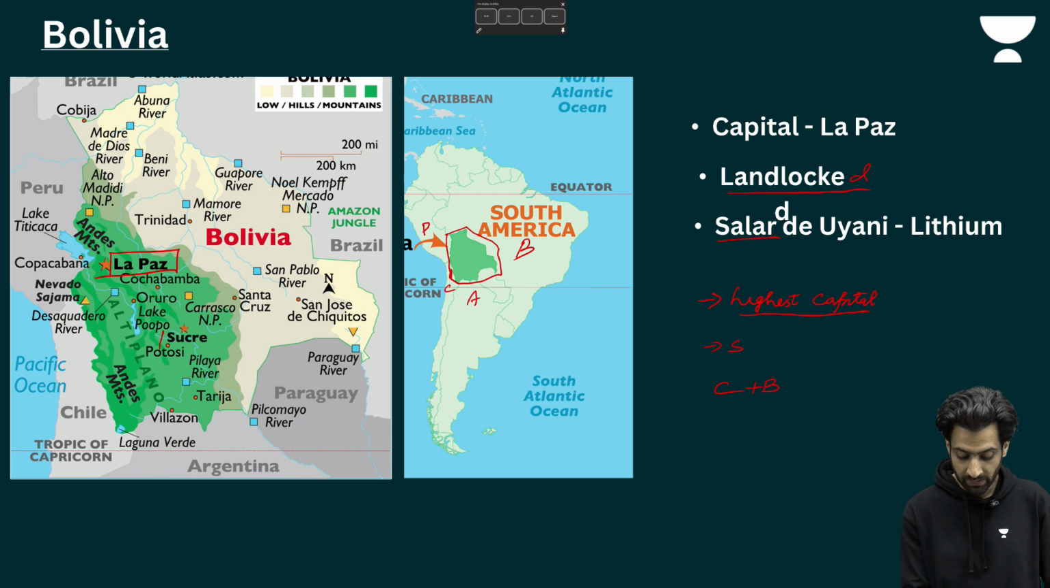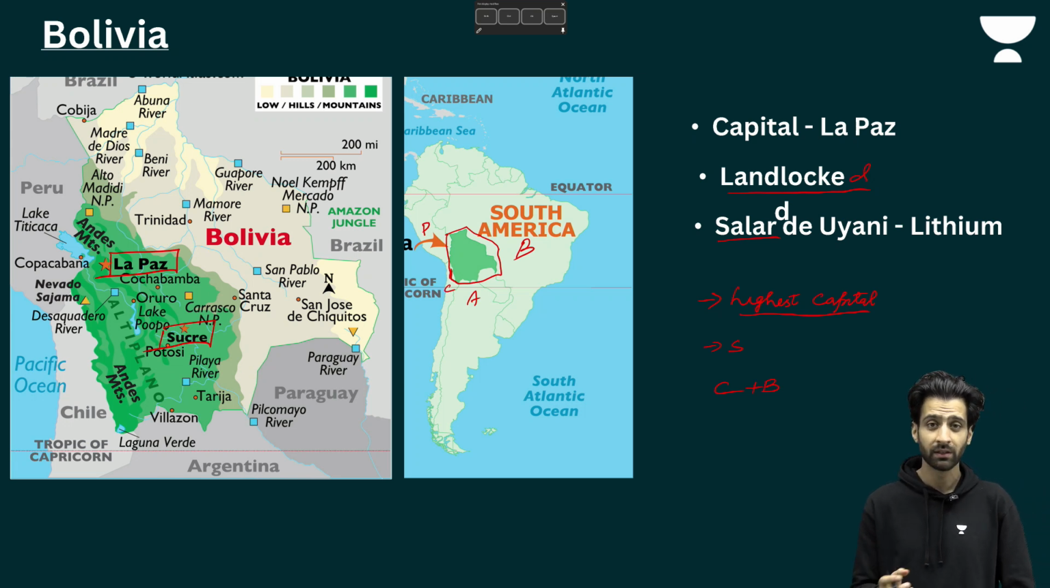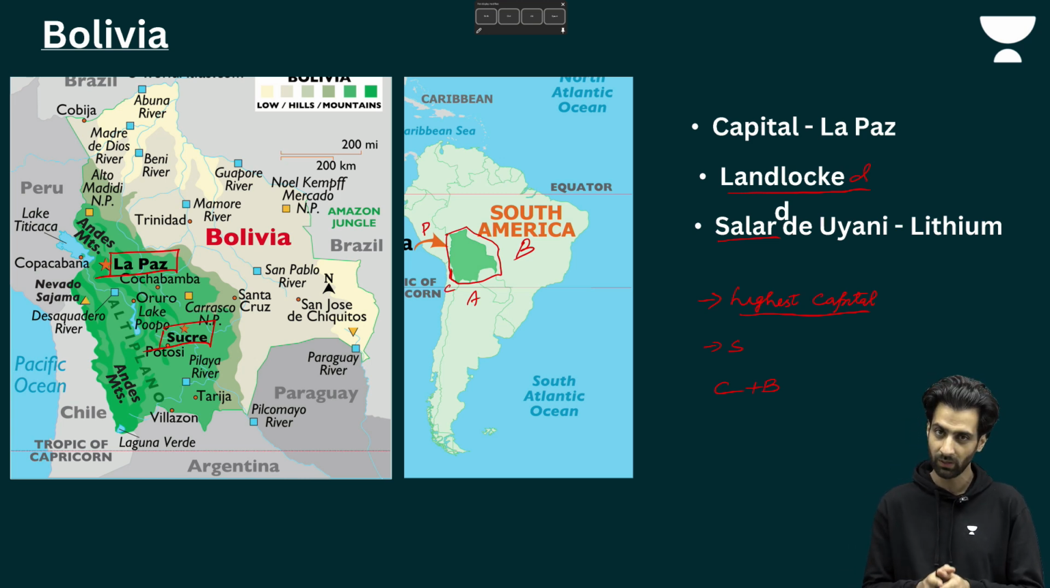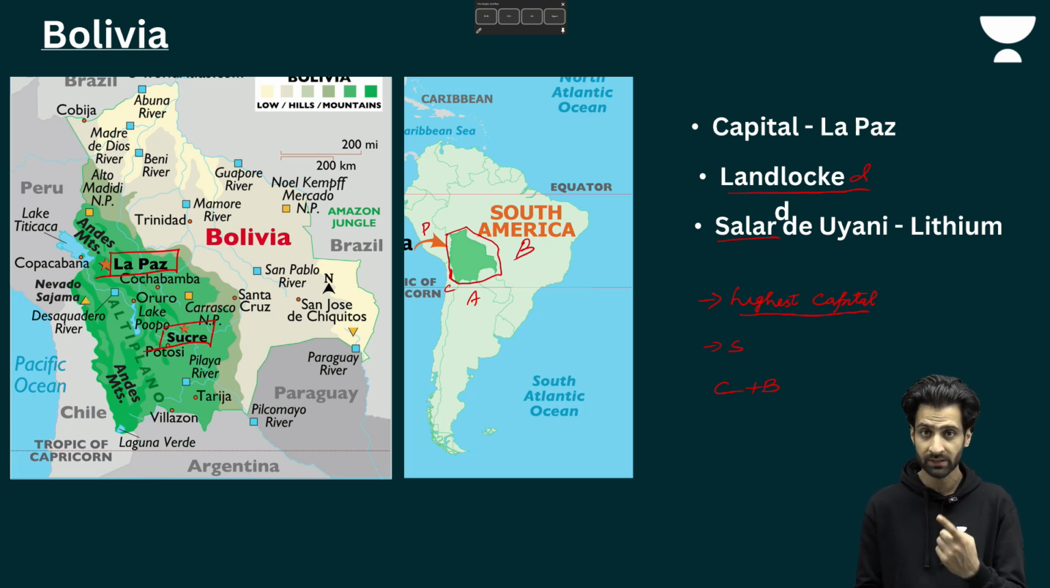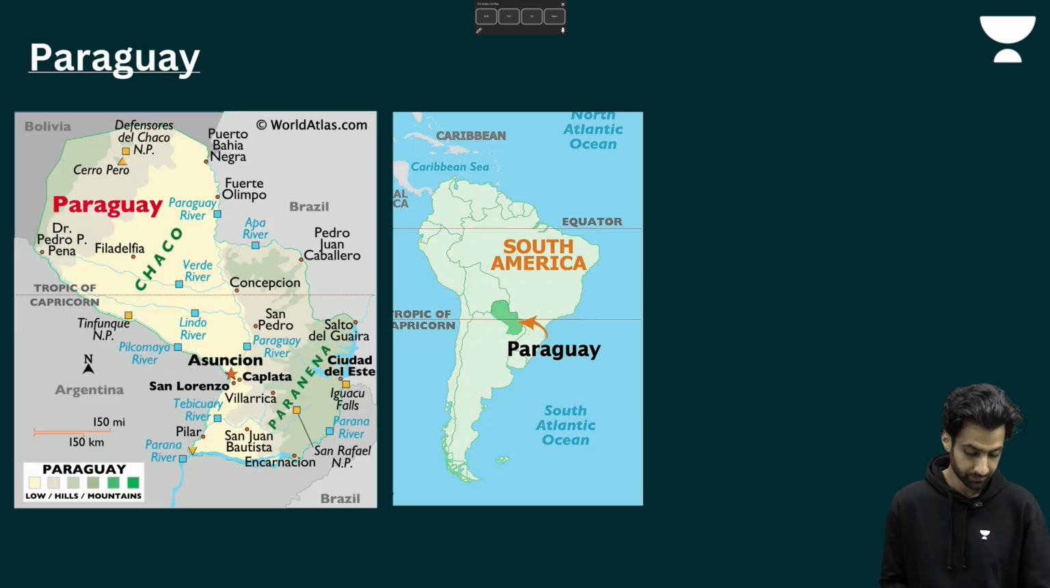There is one more place called Sucre. It is the judicial capital of Bolivia. There is one more lake called Lake Titicaca. It is the highest navigable lake, but this we will discuss again in the physical geography of South America. Clear? This is the landlocked country. What are the important points? Landlocked country, world's highest capital, and very high lithium resources.